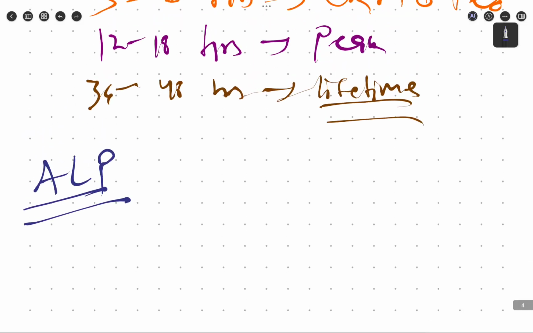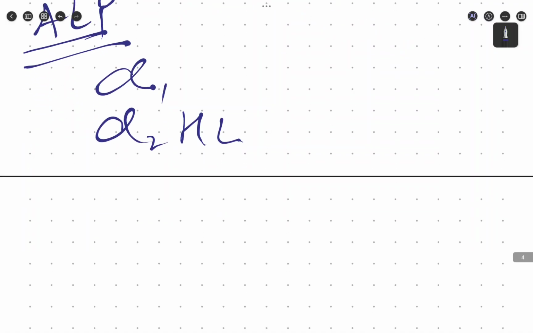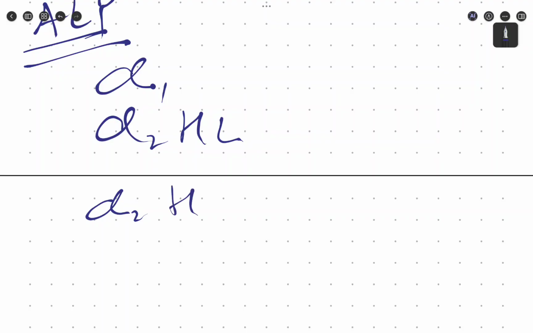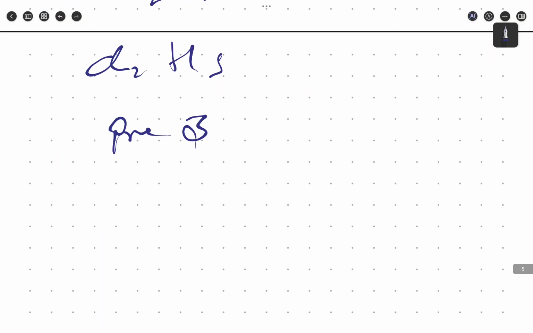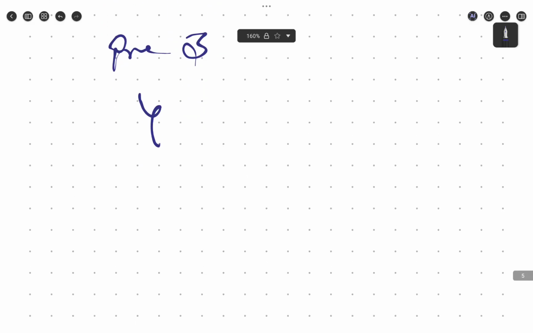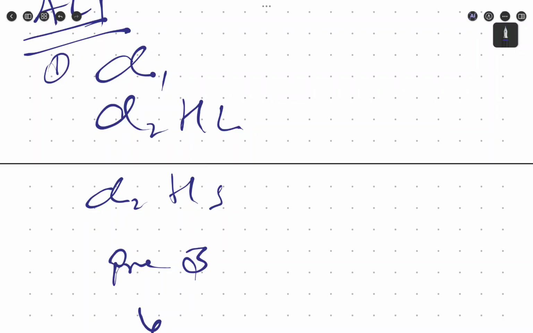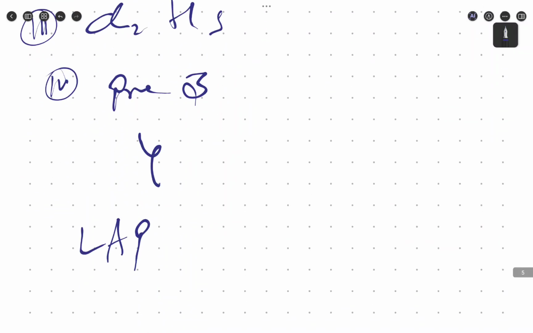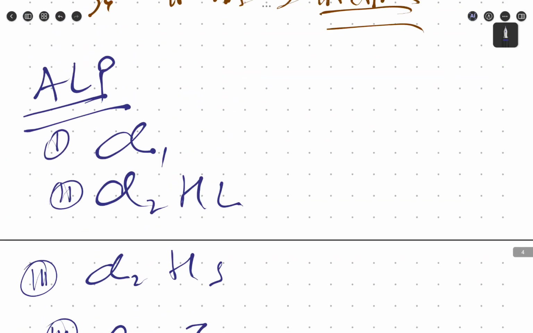Then after we have the next enzyme, that is alkaline phosphatase, ALP. All right. So this is the last enzyme we are going to talk about. So it has different forms. Let's talk about each one. Alpha 1, alpha 2HL, then after alpha 2HS, and then pre-B, and then gamma, and then LAP. So these are different forms of ALP. So there are 1, 2, 3, 4, 5, and 6. So there are 6 types of ALP.